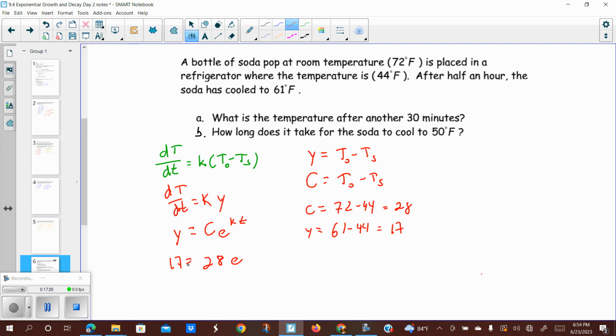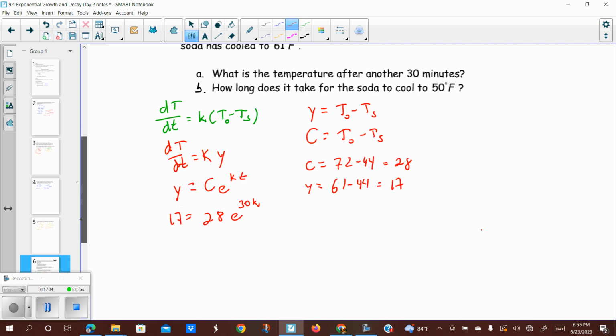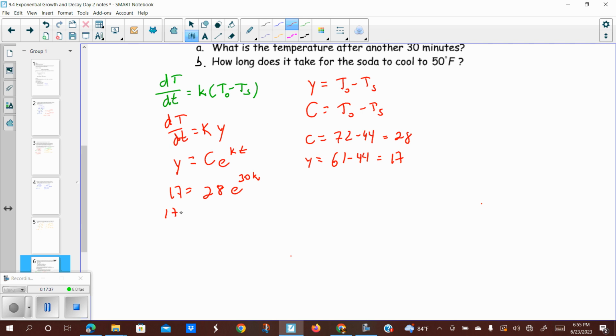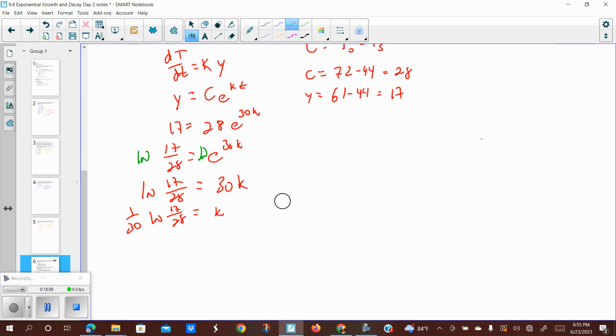And then we don't know K yet, but the T should be 30 minutes. So 30 K. And then we can solve for K. 17 over 28 equals e to the 30K. Take the natural log of both sides. The natural log of 17 over 28 is 30K. So K is 1/30th of the natural log of 17 over 28. All right, we're almost there to be able to at least get the first part done here.